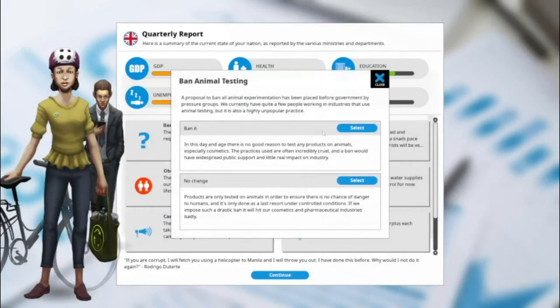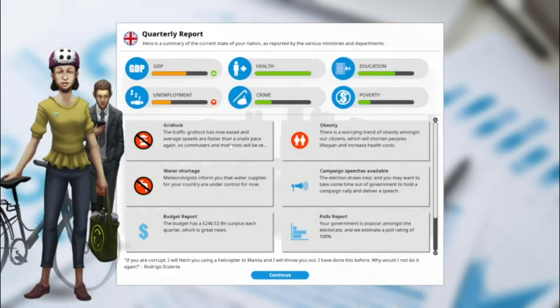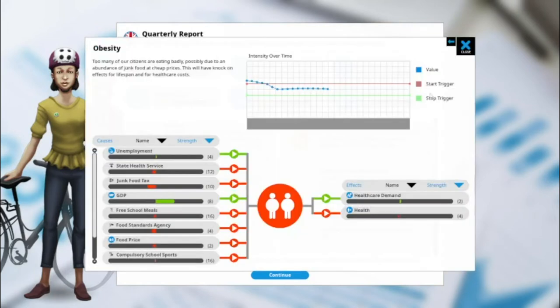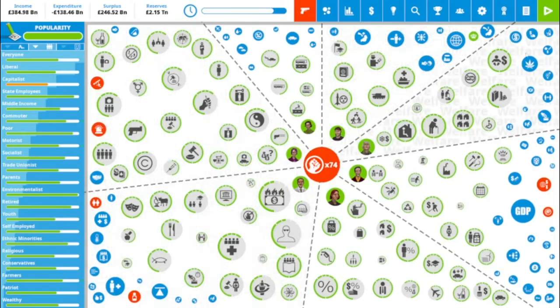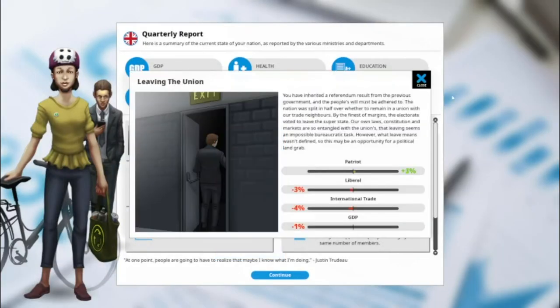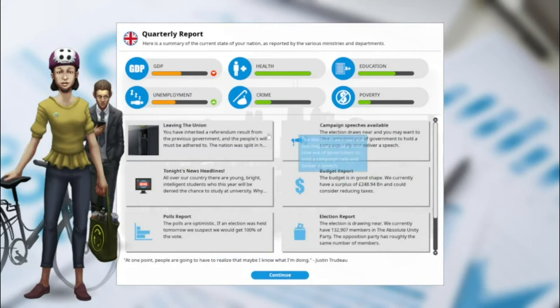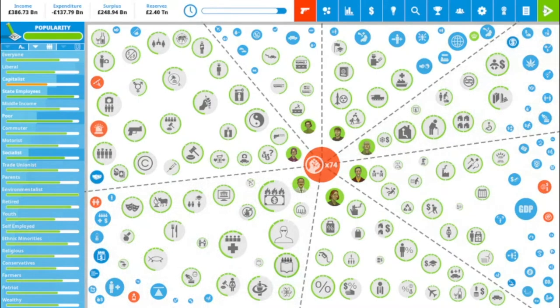Ban animal testing. Ban it. Gridlock's now ended on its own. Water shortage has ended. Obesity's starting. Campaign speeches. Nope, we're not going to give it any help. We shouldn't need to with that cheat activated. We've left a union. To be honest, if we're just going to win, do we really care?